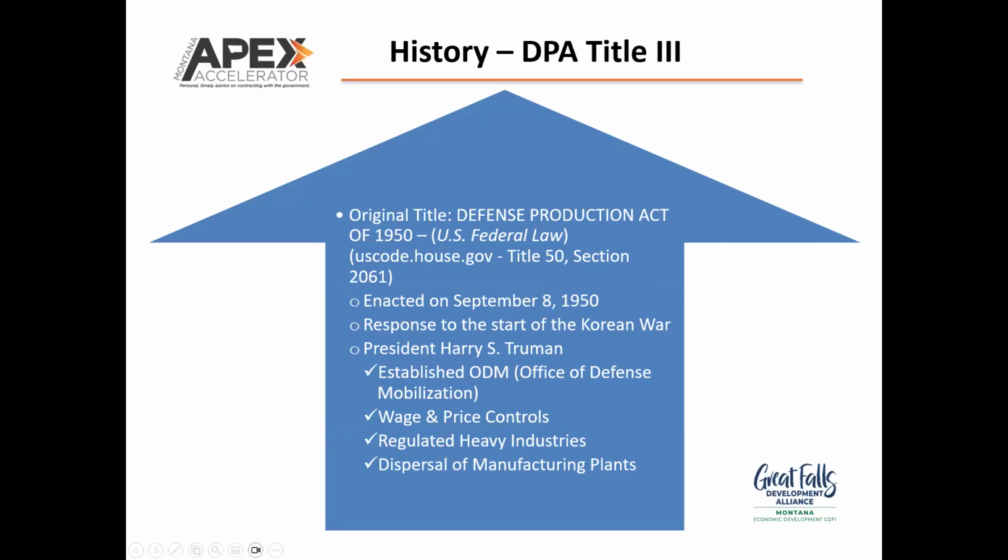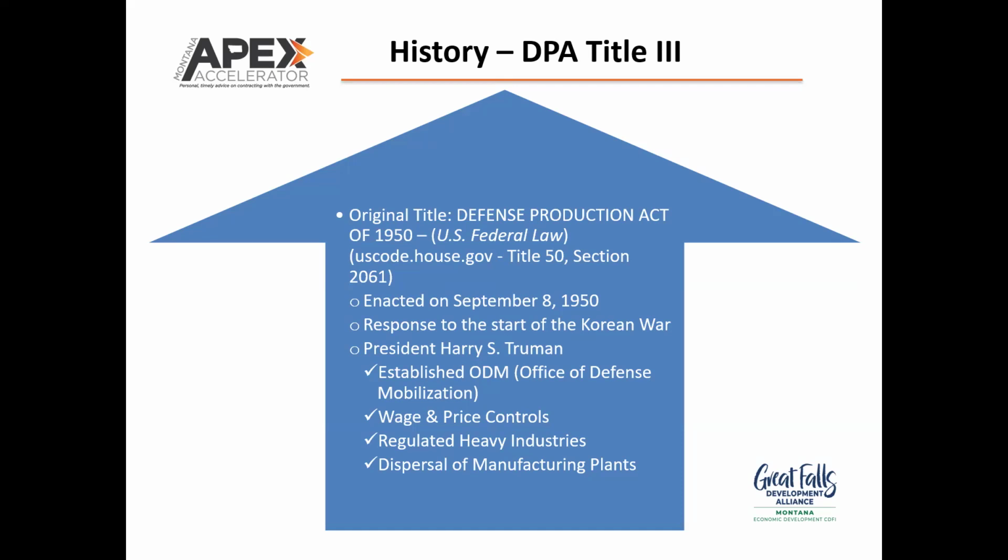So, a little history on DPA Title III. The Defense Production Act of 1950 is a United States federal law enacted on September 8, 1950, in response to the start of the Korean War. It was part of a broad civil defense and war mobilization effort used during the Korean War to establish a large defense mobilization infrastructure and bureaucracy.